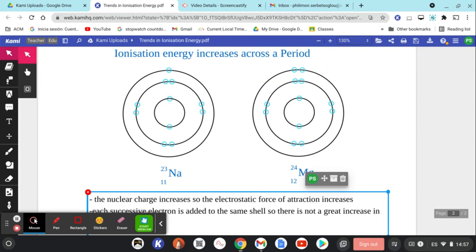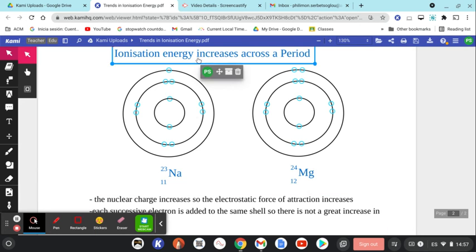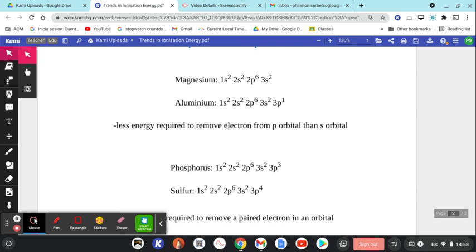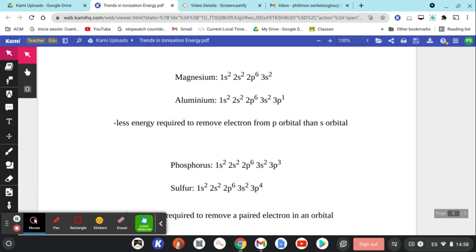In part A, we were looking at how the ionization energy increases across a period because the nuclear charge increases and there's no extra shielding effect. However, there are two exceptions to this trend of increase across a period. Let's have a look at that. And it has to do with how the electrons are filled in the different orbitals.